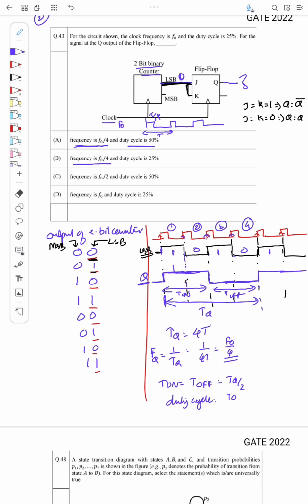Duty cycle is T on by total time T, right? So it will be like 1 by 2 into 100. So it is like 50% duty cycle. Okay, so the answer is, the duty cycle is 50%. So the answer is option E, right? Yeah.